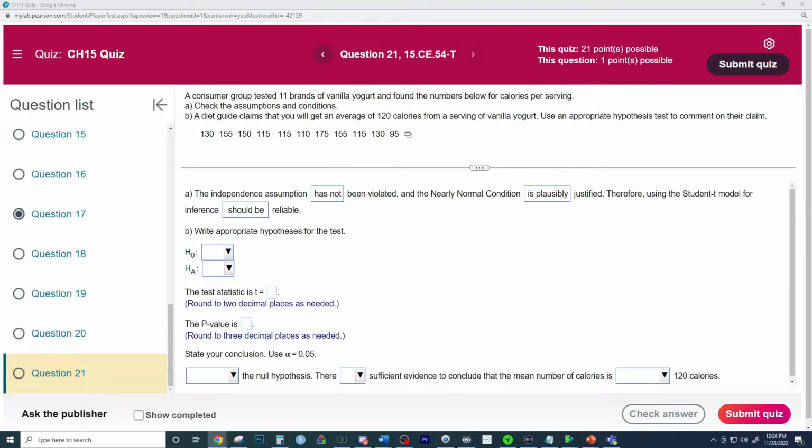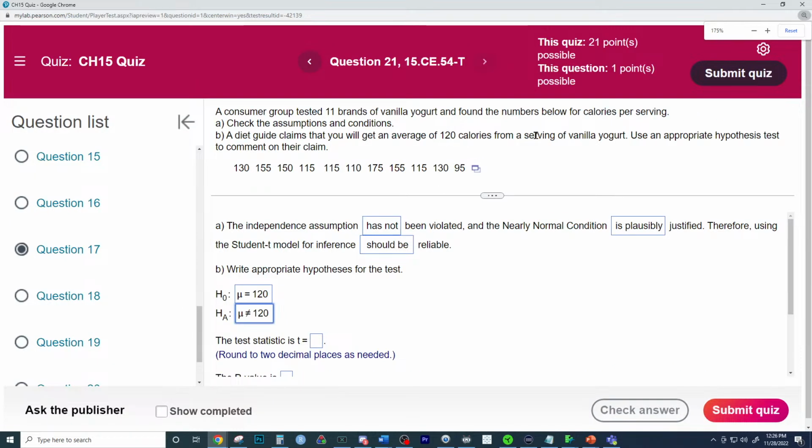Mu equals 120. Meredith, you're getting it down because it's quantitative that we're testing. So it'd be mu equals 120 is the null. And then they don't give a sidedness to this. They don't mention if it's greater than, less than. We're just basically seeing if you get that 120 calories. So mu equals 120. We are saying the true mean calories you get is equal to 120, or the alternative that you're not getting 120.